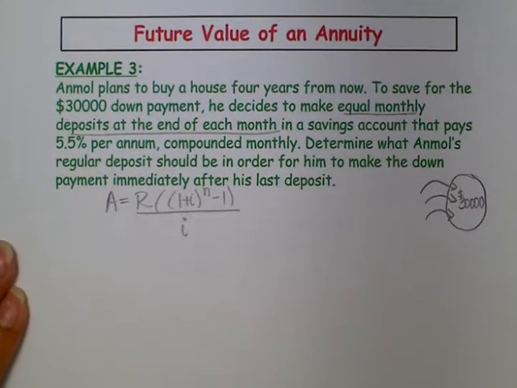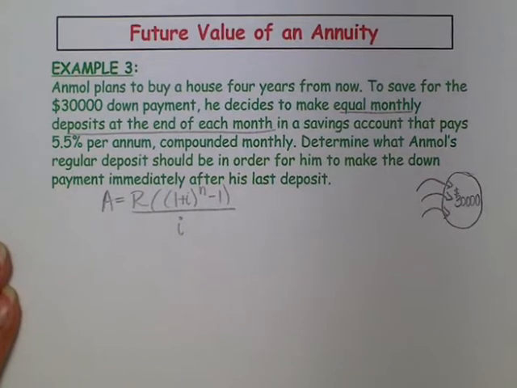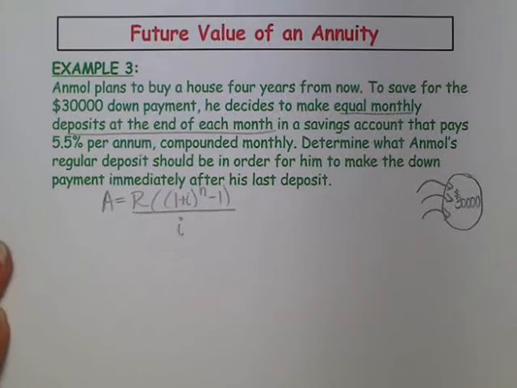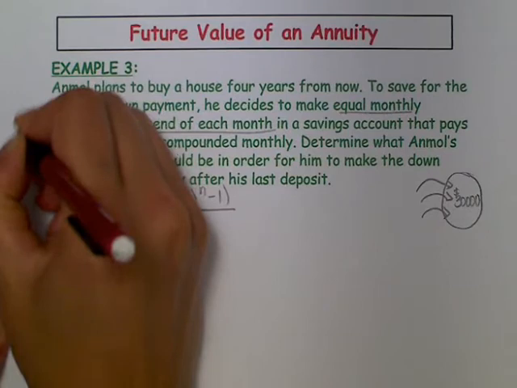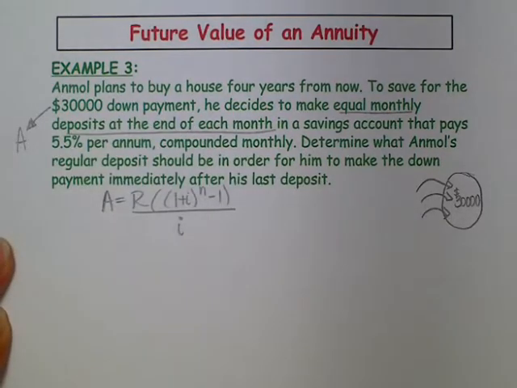So that is not his regular payment. If it was, that would be pretty amazing. You could make regular payments of $30,000. That's quite a bit of money. But what that $30,000 actually represents is the accumulated amount. So this is the amount of money he wants to have in the future. It's not R, it's actually A.